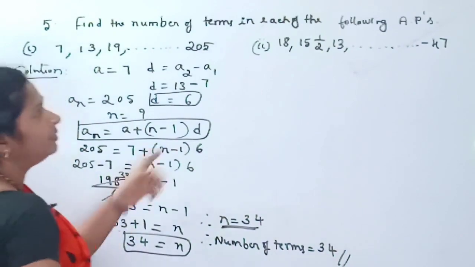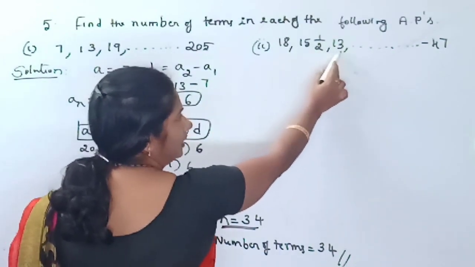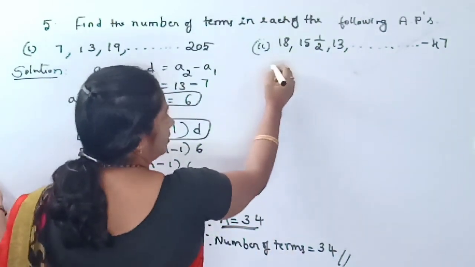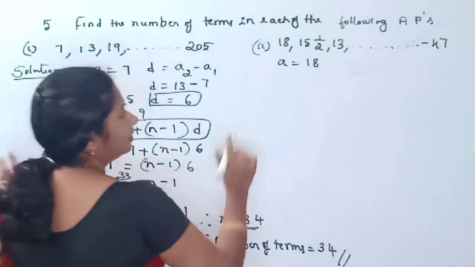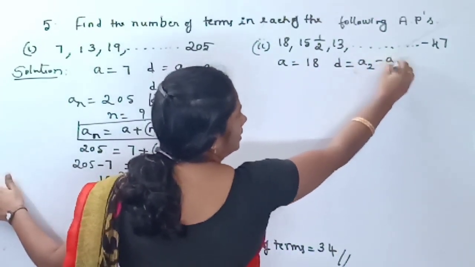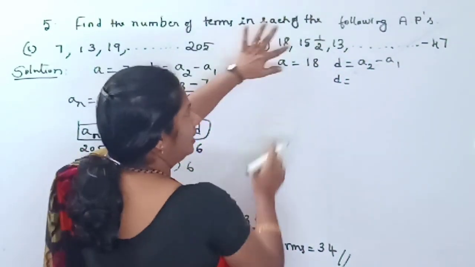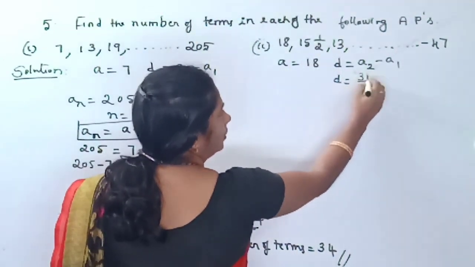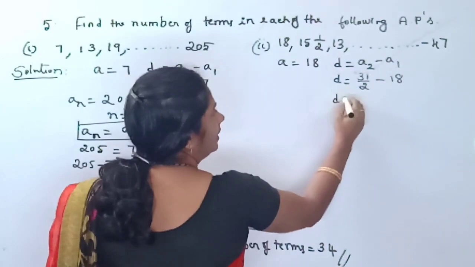34. Coming to the second problem, 18, 15 and a half, 13 and so on. The last term is minus 47. So let us write what is given. The A value, you know, children, the first term is 18. So let us find the common difference, the second term minus the first term. So D equal to, the second term is 15 and a half. Let me write it as a proper fraction. 15 twos are 30, 30 plus 1, 31 by 2, minus A1. The A value is 18.